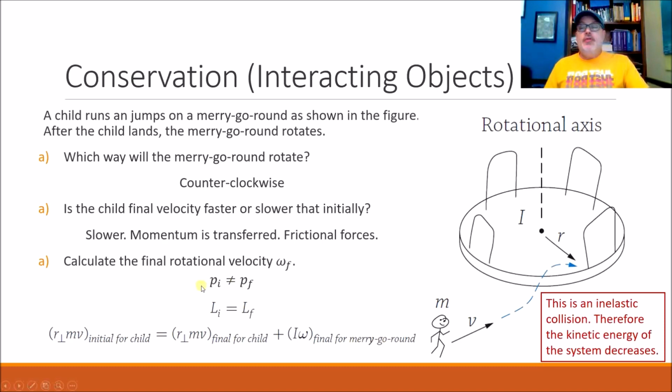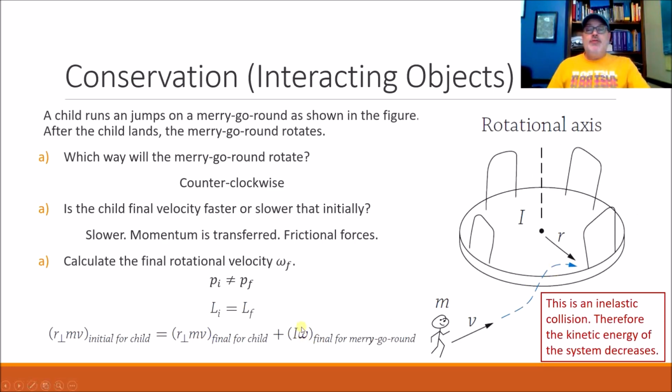First, I want you to note that linear momentum is not conserved because this axle will keep this disk from moving, translating. But it is free to rotate about this point. So about this point, the child has a perpendicular radius, or moment arm, times mv. And then afterwards, the child will be on here, same radius, mv, but this will be the final velocity. And then the I omega for our rotating shape about an axle.